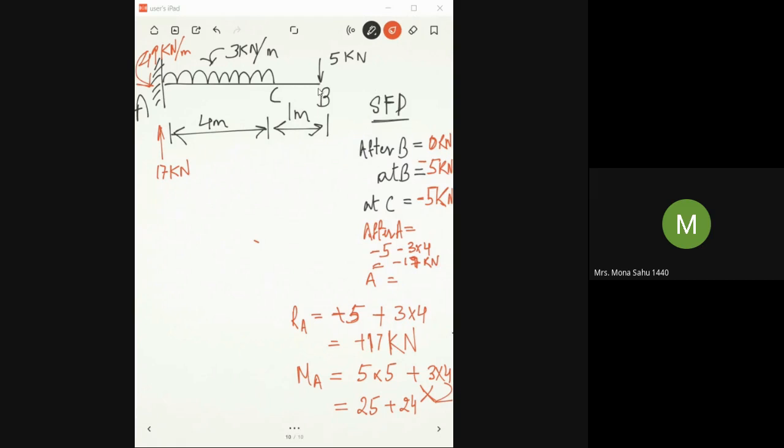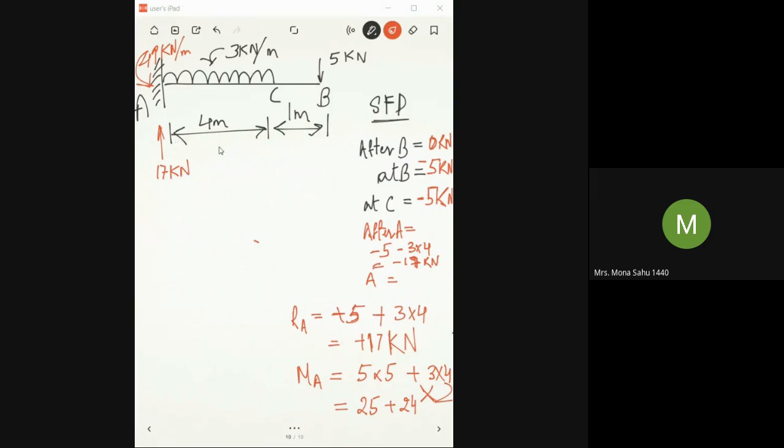I told you yesterday, if it is a point load, you have to do just after B and at B. So just after B is 0, at B is minus 5 kilonewton. Now at C, why am I not taking after and at? Because there is no point load there. It's a uniformly distributed load. So just at C, till here you have to consider only this side of the diagram, so only one force is there, that is minus 5 kilonewton. Now at A, why are we doing after and at? Because there is a point load, and a point load is a sudden change. So you will have to plot 2 points.